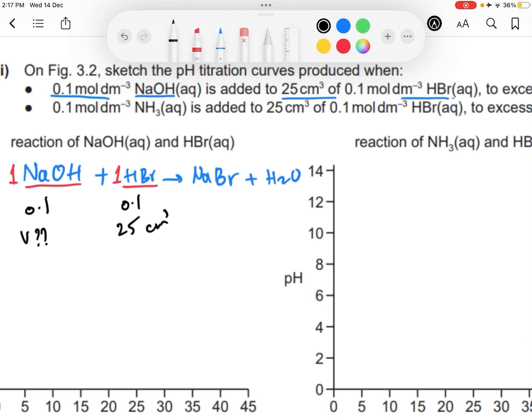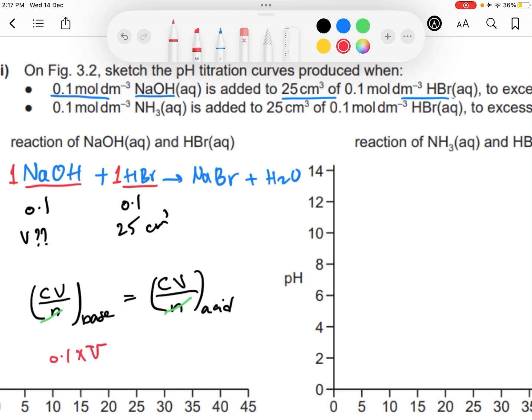There is a rule that says you have to multiply the concentration and volume over the ratio. For the base, this must be equal to the concentration times the volume over the ratio number of the acid. Since we have the same ratio, which is 1:1, we cancel these out. Then we can say sodium hydroxide is 0.1 times V, which is unknown to me, equals 25 times 0.1. If you do some math, you can cancel this with this, and then you notice that the volume of NaOH that leads to neutralization is 25.